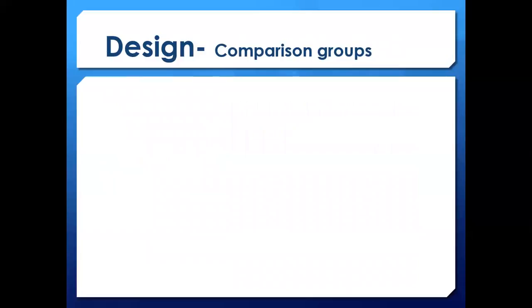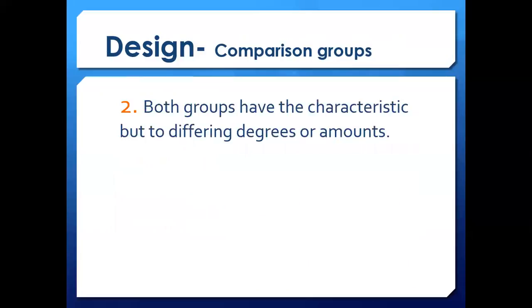Another way to split up your comparison groups is where both groups, or all groups if you have 3 or more, have the characteristic, but to differing degrees or amounts. So all the groups being studied or compared are going to have this characteristic, but at different degrees or amounts. Let's look at another example.